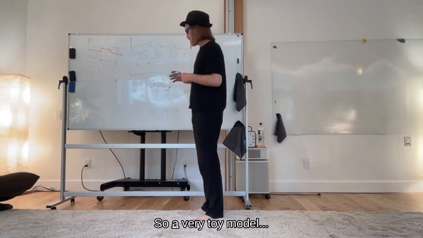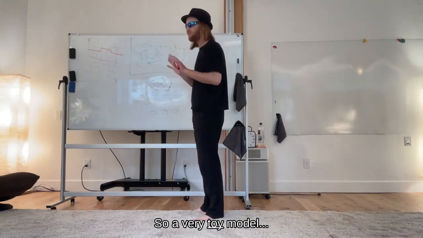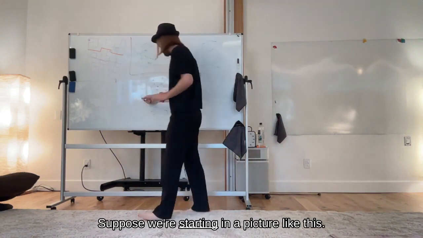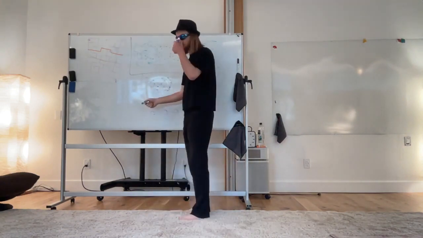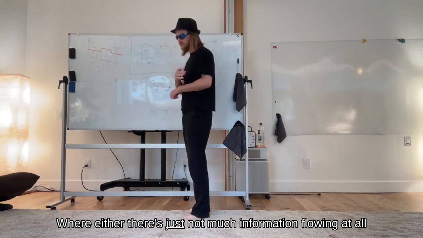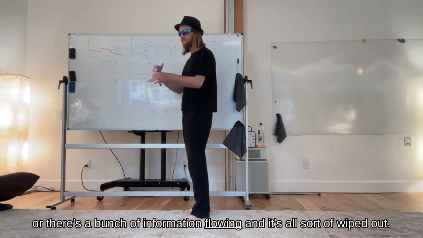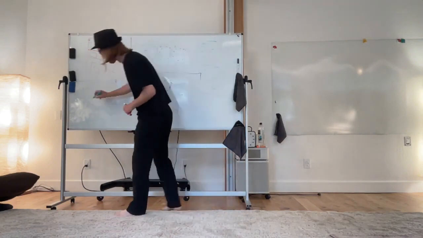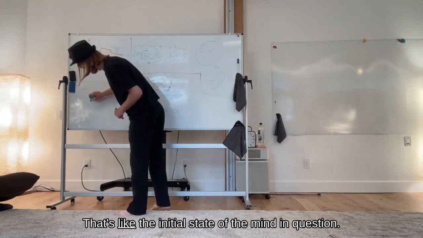So, a very toy model. Suppose we're starting in a picture like this, where either there's just not much information flowing at all, or there's a bunch of information flowing, but it's all wiped out as noise. That's the initial state of the mind in question.